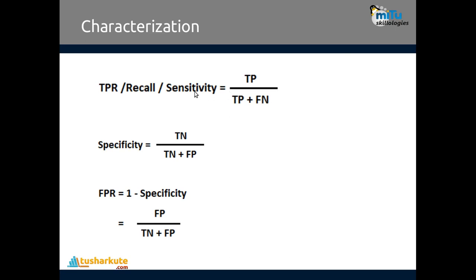Directly by using the classification report we can see the recall. It can be called sensitivity also. There is one more formula called specificity. Specificity can be identified by true negative divided by true negative plus false positive. And false positive rate is equal to 1 minus specificity, or by this formula, false positive divided by true negative plus false positive.